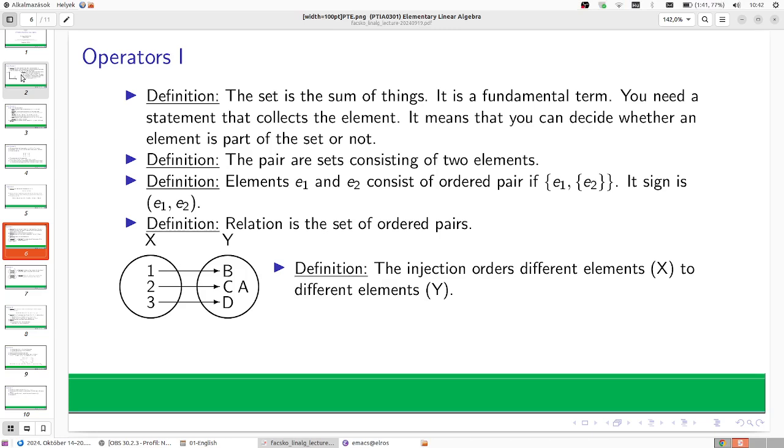You have to give somehow the direction. So if you have a pair consisting of A and B, it is not the same as B and A. And this is the definition. You have a set, the first element, and the second part of this pair is part of a set, and this forms an ordered pair. And now the things are much more difficult.